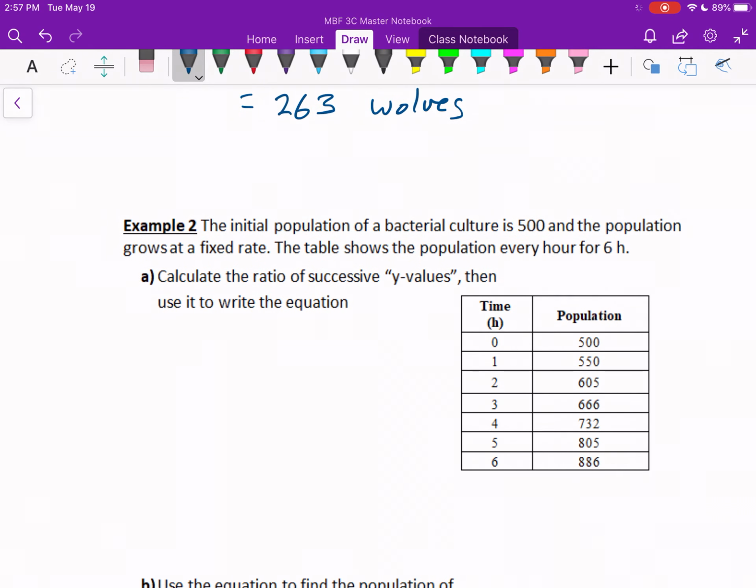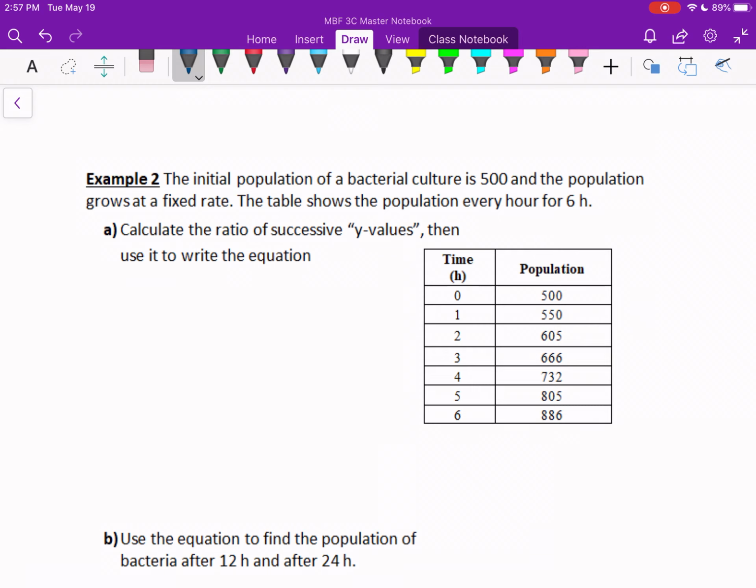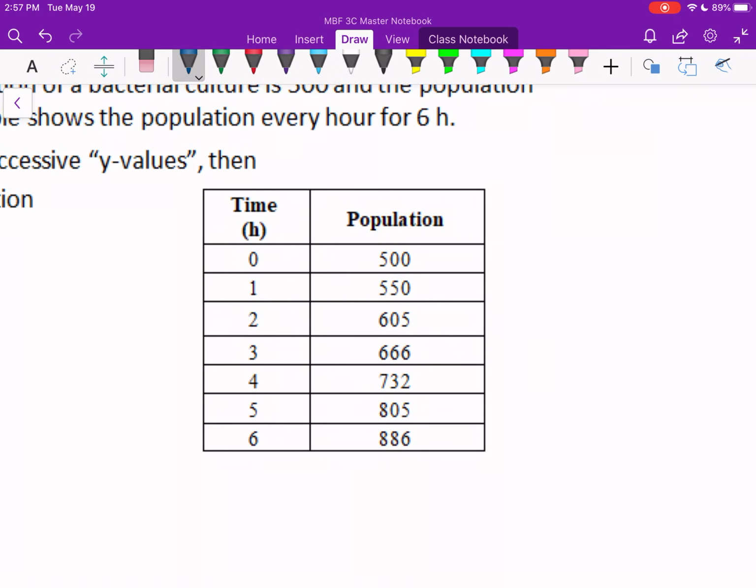The initial population in a bacterial culture is 500, and the population grows at a fixed rate. The table shows the population for every hour for 6 hours. Calculate the ratio of successive y values, then use it to write the equation. All right, so remember, for an exponential relationship, we have a common ratio. So it's not first differences, it's the ratio. And the ratio comes from dividing the second number by the first. Say I take these two rows here, all right? If I divide the second number by the first number, that'll give me the ratio that's going on here.